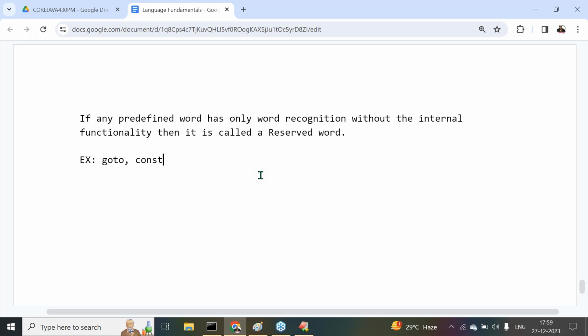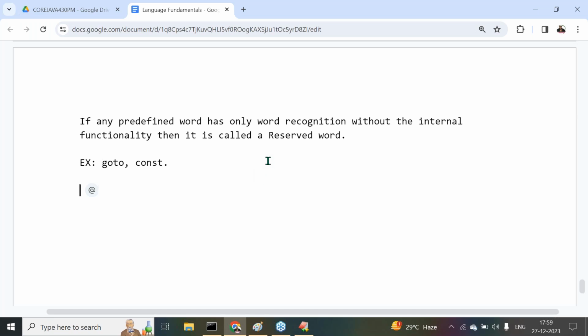const, constant, is also declared and defined. That means it also declares the name, but doesn't have any internal functionality, so we are unable to use it. As of now, these are the two reserved words available inside Java. Just think of it: just the names are reserved, but their implementations and internal functionalities are not available. Sir, got it or not?